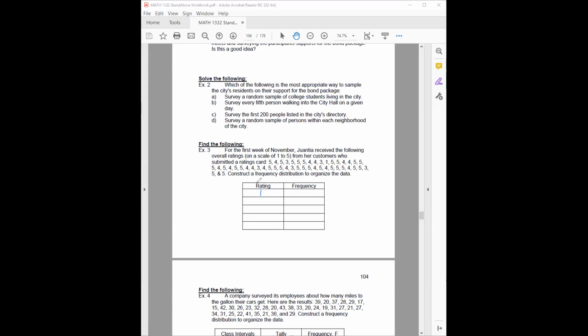How many times did the 1 appear? Here's 1. It's 1 time. We count them all up. Now count the 2s. I don't see any 2s. 3: there's 1, 2, 3, 4, 5. So 3 has a frequency of 5. All frequency means is how many times that specific category appeared.